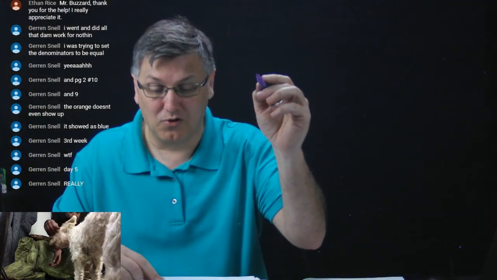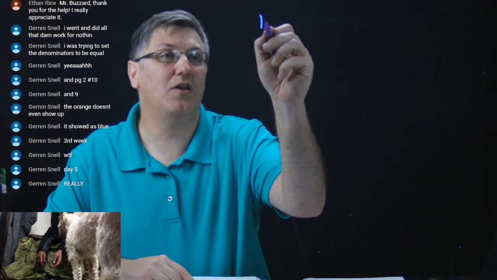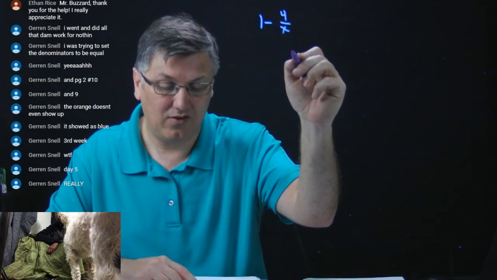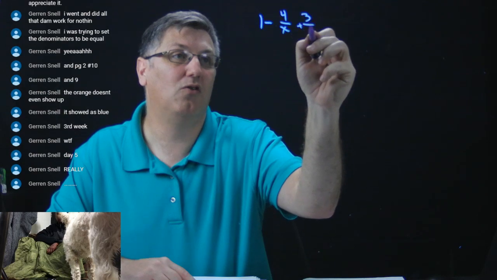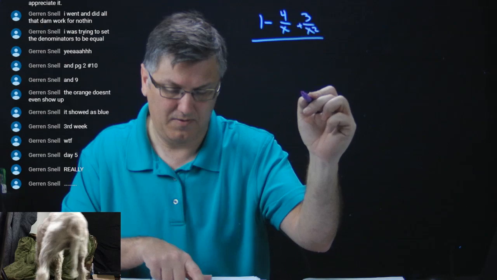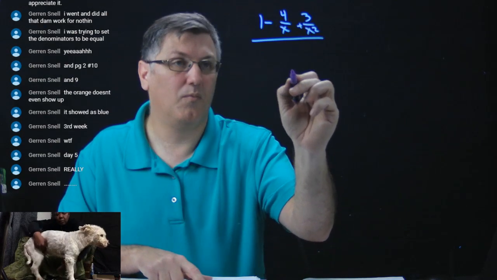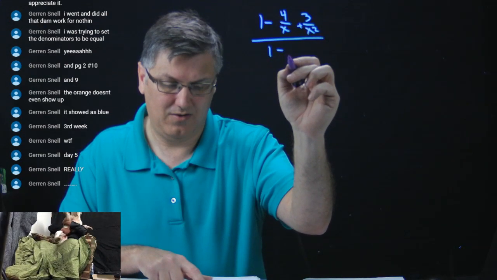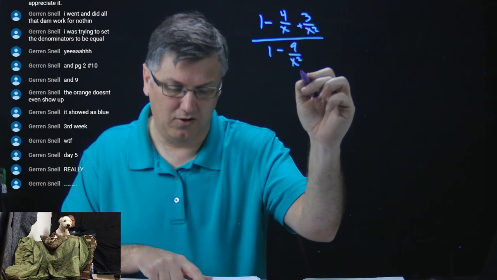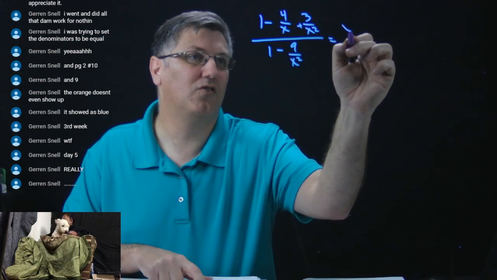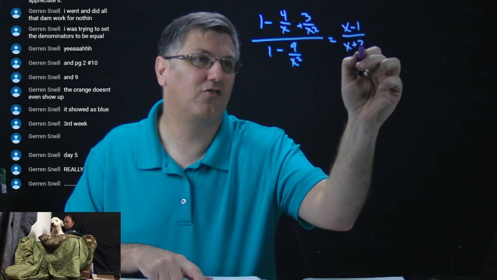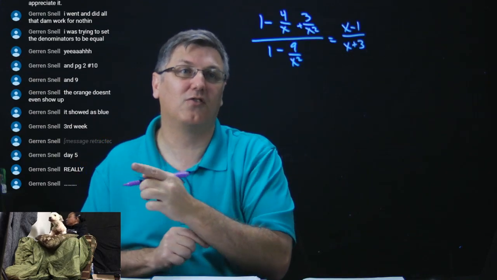10, let me give myself some room, is 1 minus 4 over x plus 3 over x squared, all over 1 minus 9 over x squared, equals x minus 1 over x plus 3. And I'll tell you to solve for x and check for extraneous solutions.